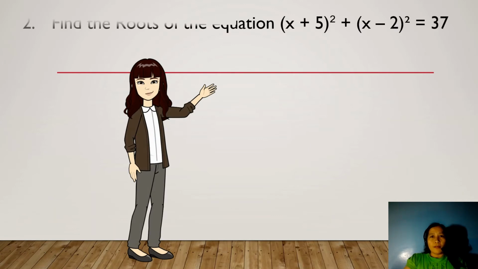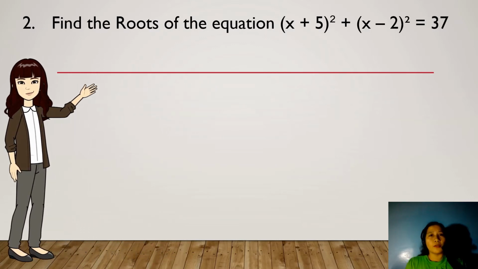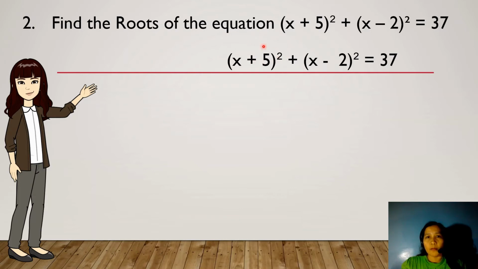Let us give another example. Find the roots of the equation: the quantity x plus 5 squared plus the quantity x minus 2 squared is equal to 37. So we have two binomials here. Both are squared. So how can we solve that?